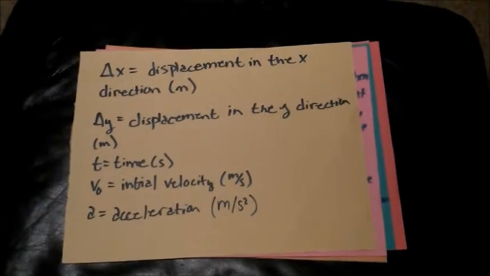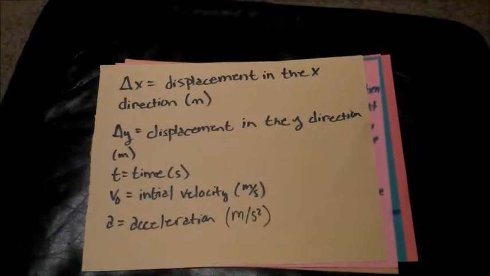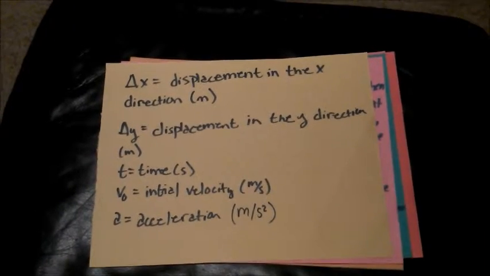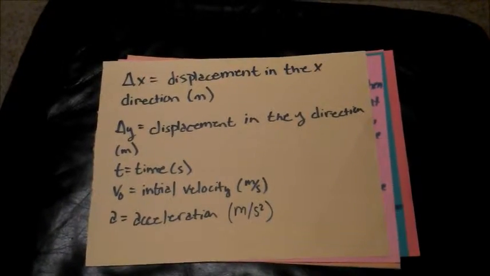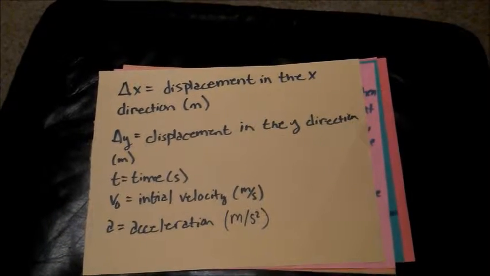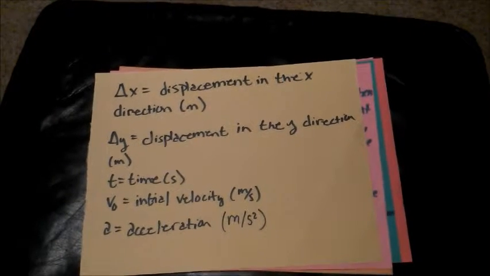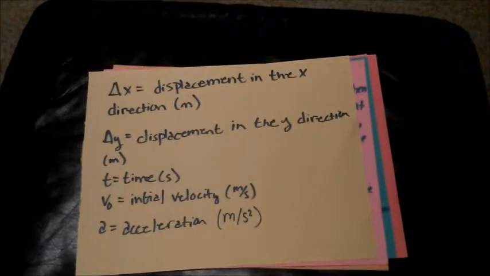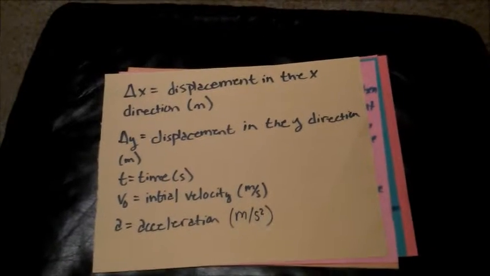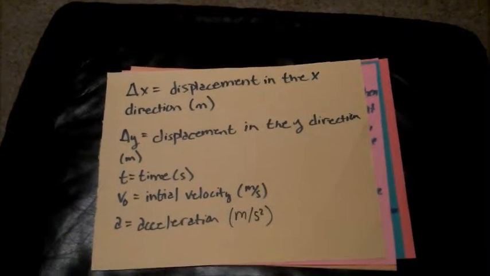Delta x notates the displacement in the x direction, and delta y notates the displacement in the y direction. T notates time, and it is represented by s. V naught notates initial velocity, which is represented by meters per second. A notates acceleration, which is represented by meters per second squared.